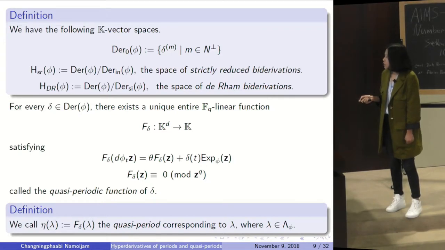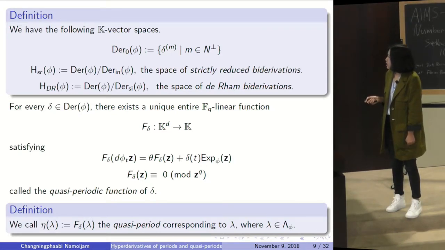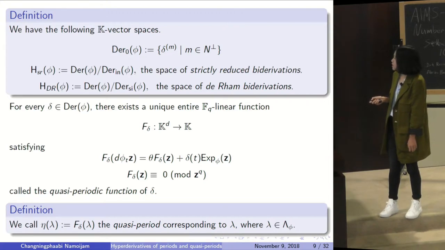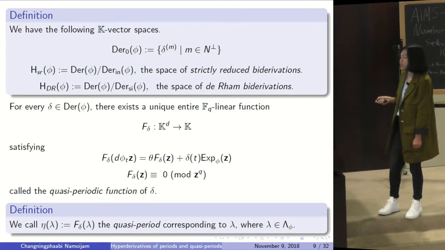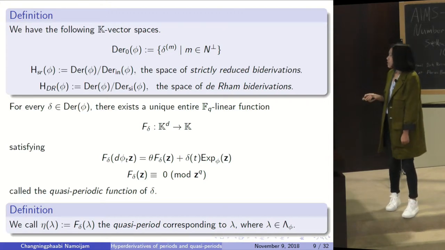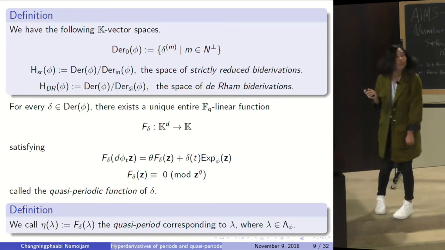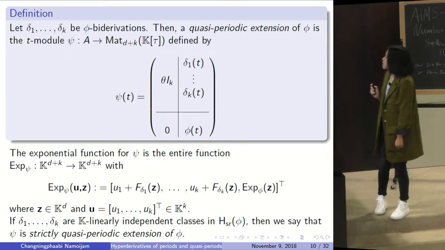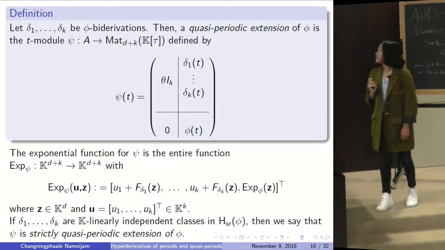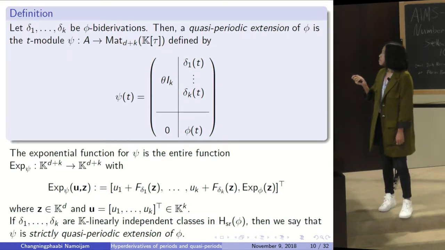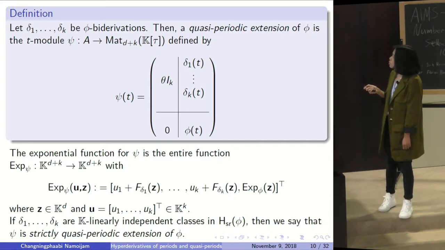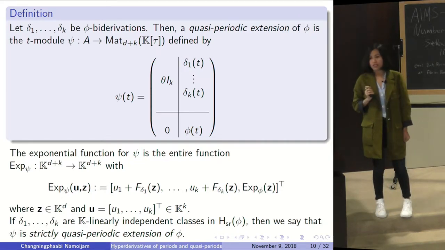And then we denote by eta, yeah, there should be a delta here, lambda. My quasi-periodic function evaluated at lambda, where lambda is a period of phi, is called the quasi-period corresponding to lambda. Okay, so I want to say what a quasi-periodic extension is.